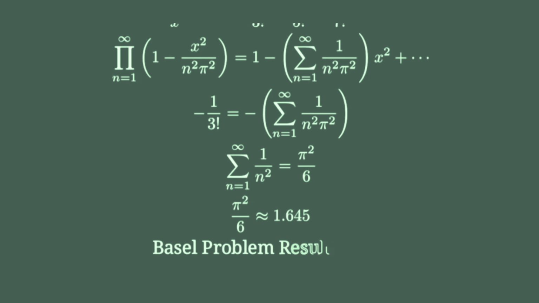To summarize, Euler connected the roots of the sine function to an infinite product, then compared that product with the power series expansion. By matching coefficients, he extracted the exact value of the Basel sum. This was a groundbreaking result and a beautiful example of creativity in mathematics.